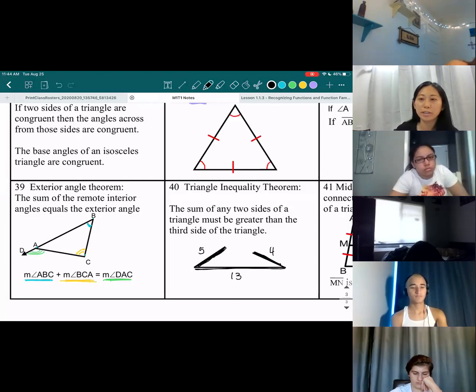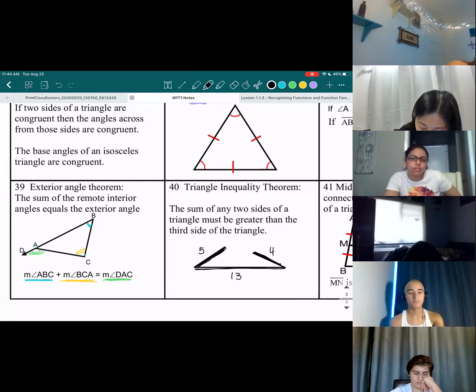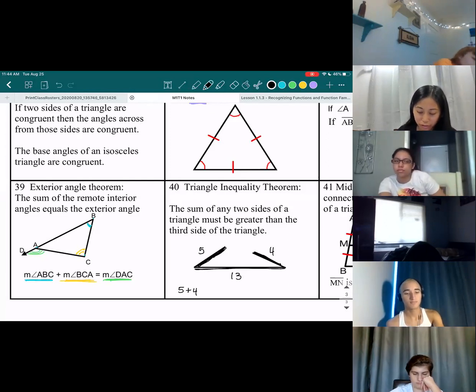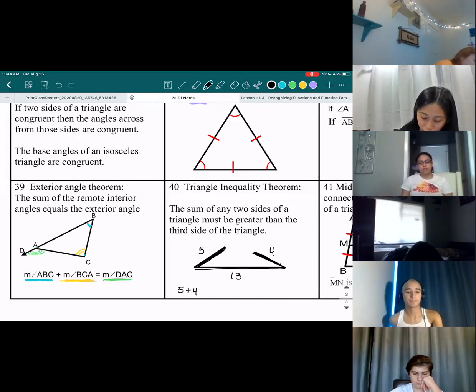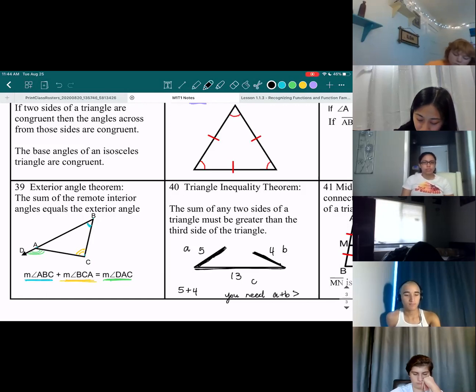You cannot make a triangle out of these three side lengths because 5 plus 4 is not long enough to cover 13. So the sum of any two sides of a triangle must be greater than the third side in order for the triangle to work. Let's call the sides A, B, and C. You need A plus B to be greater than C in order for the triangle to work.